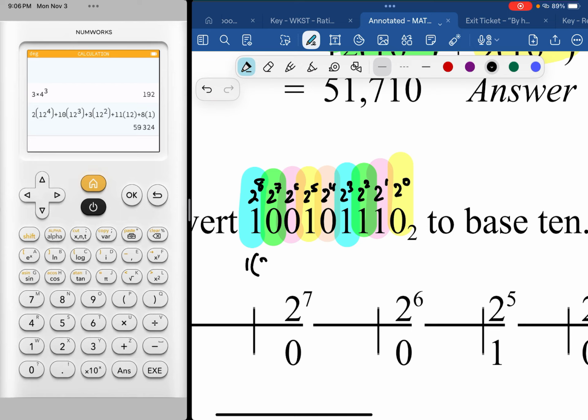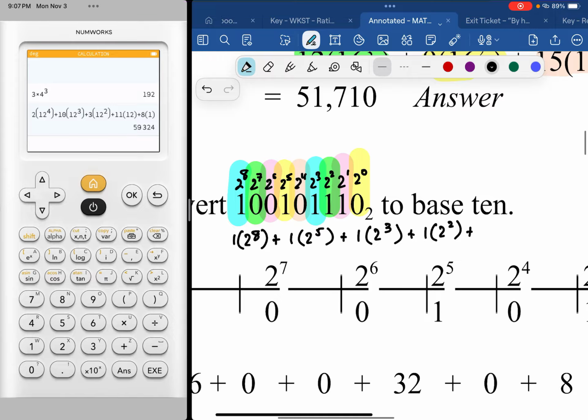So I'd have 1 times 2 to the 8th plus 1 times 2 to the 5th plus 1 times 2 to the 3rd plus 1 times 2 to the 2nd plus 1 times 2 to the 1st. Everything else would zero out.